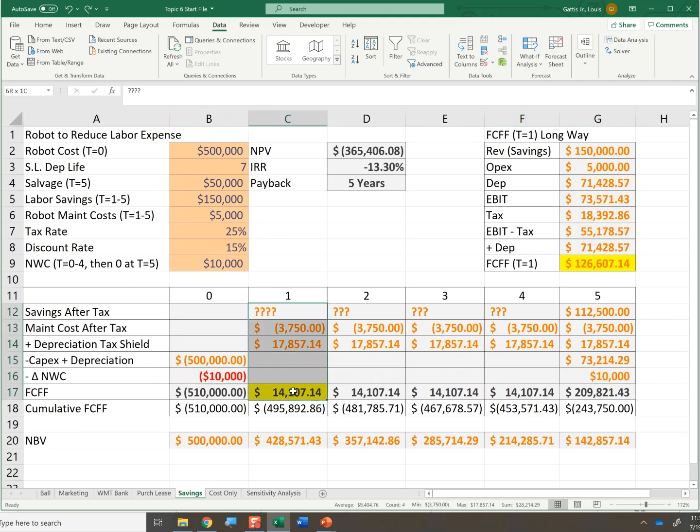And now I'm going to calculate the annual free cash flows. So I'm going to do it a different way. Instead of building an income statement and calculating EBIT after tax and adding back depreciation, let me just do everything in after-tax basis.